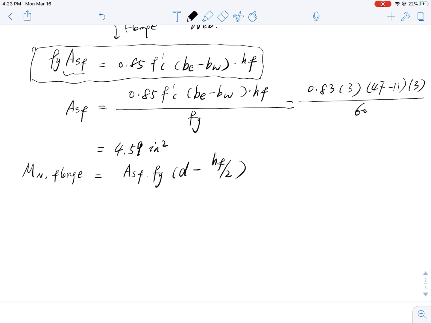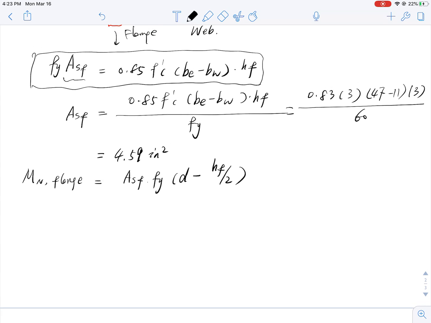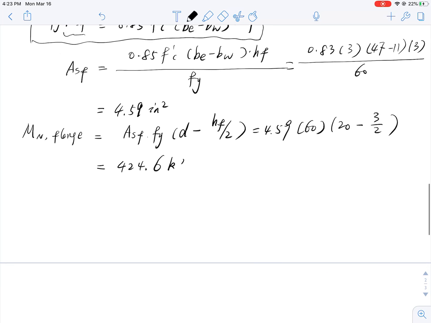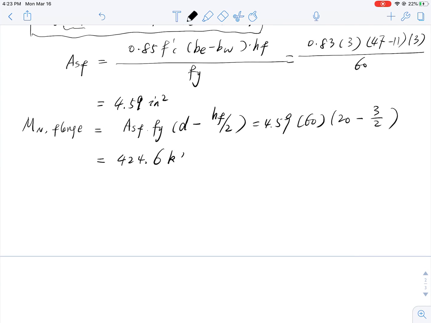Don't forget, we're still talking about the flange here. So I have 4.59 inch squared multiplied by 60 ksi multiplied by (20 minus 3 inch divided by 2). This is 424.6 kip-feet, so Mn flange equals 424.6 kip-feet.